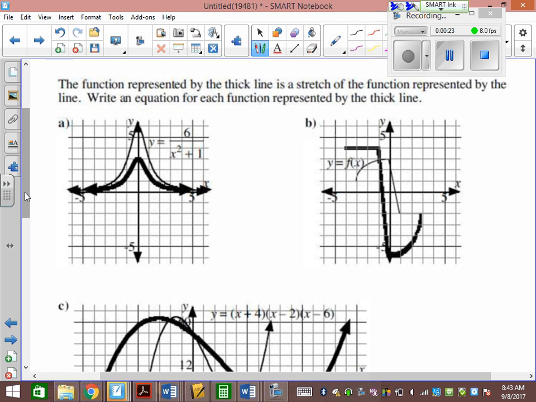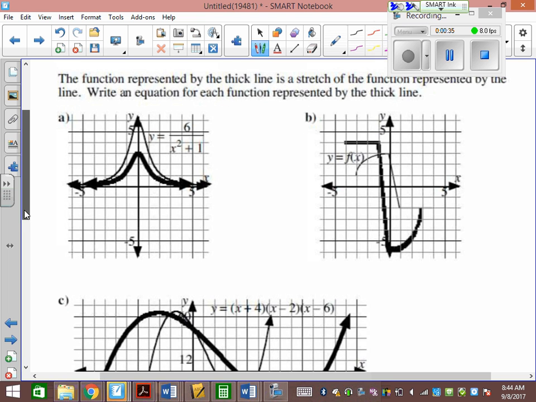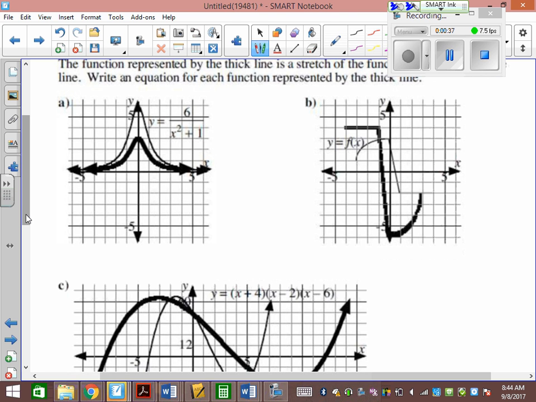There could be stretches or reflections in this one because that's the lesson, both combined in the textbook, remember? But we're not translating them, which is nice. We will be today after this one, but that's okay. So we're going from the thin line to the thick line. What do you see happening?